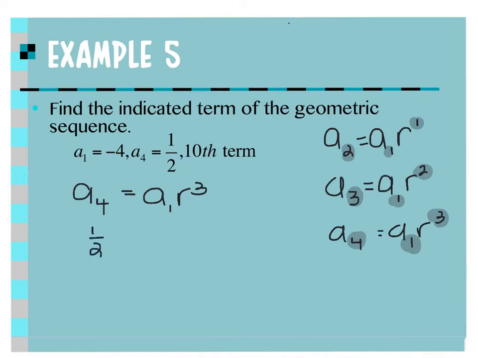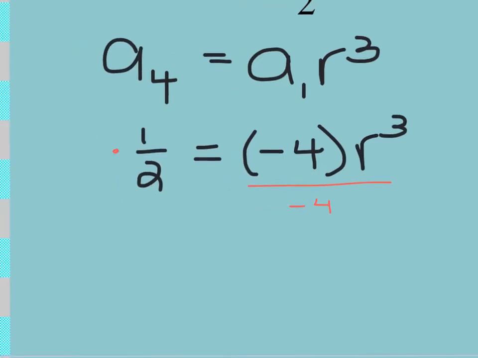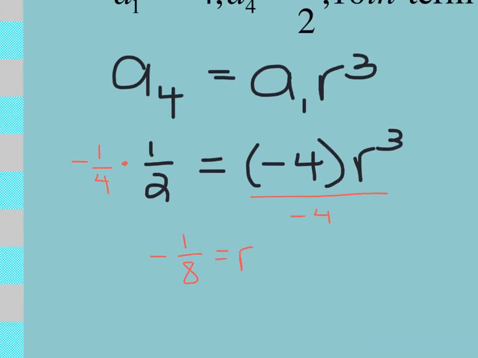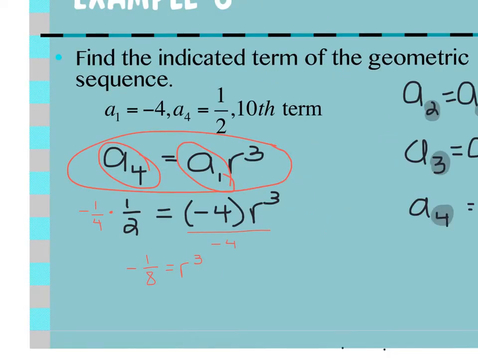I have a half on the left. I have a sub 1 being negative 4 times r to the third. What I don't know is what r is, so I'm going to solve for r. I'm going to divide both sides by negative 4. Dividing by negative 4 is the same thing as multiplying by negative 1/4. And I get negative 1/8 equals r to the third.